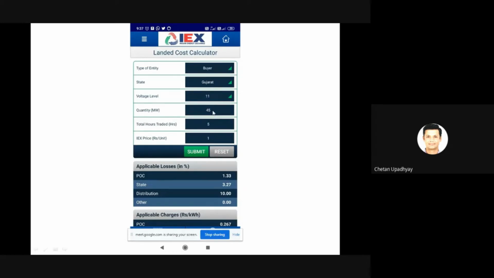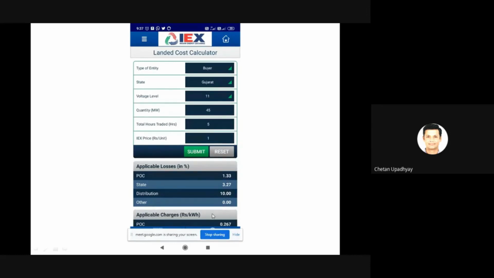So for example, I had chosen buyer Gujarat, my voltage level, that is 11 kV. I chose that I will be in need of 45 megawatt, and I'll take 45 megawatt for 5 hours. And from my side, I say that it is going to be 1 rupee per unit. And if I submit, it is going to give me these things. Okay, so POC is there, that is 1.33. For state, it is 3 rupees 27 paisa. For distribution, it is given percentage wise. So this will help you to understand.